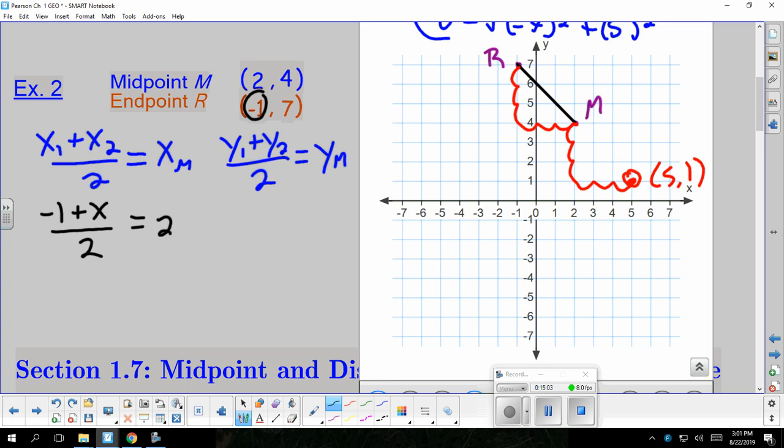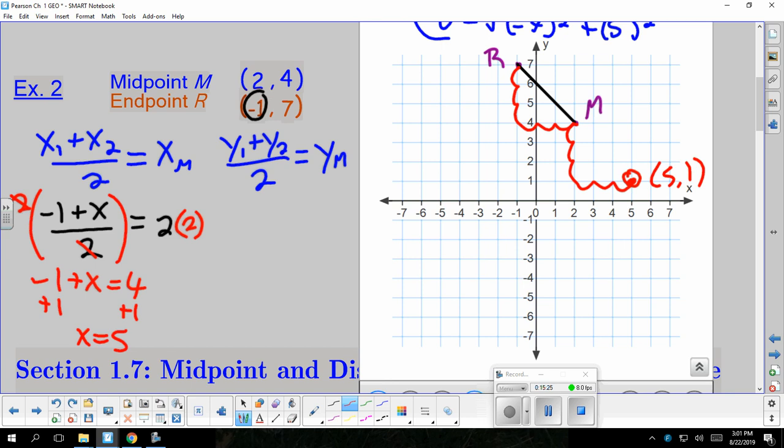So what I'm going to do, multiply both sides by 2. Negative 1 plus x equals 4. Add 1 to both sides. X equals 5. Should be no surprise that we had found 5 for the x-coordinate.